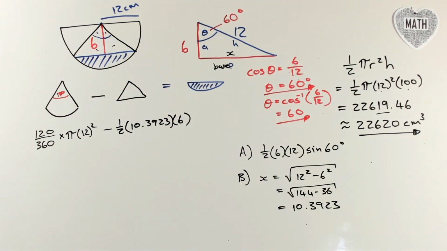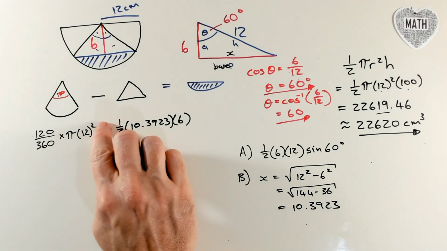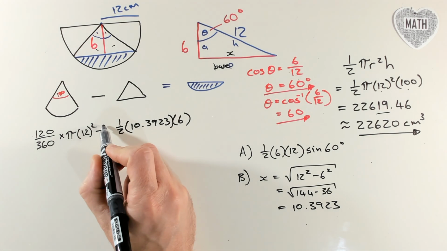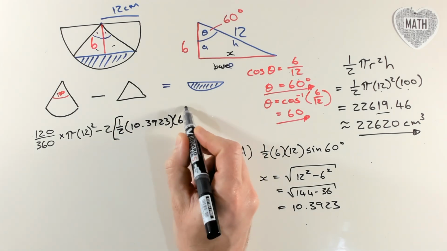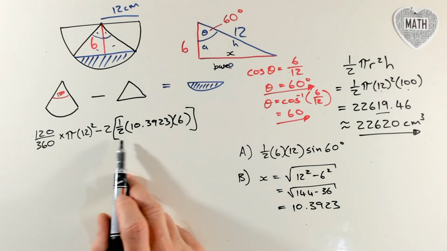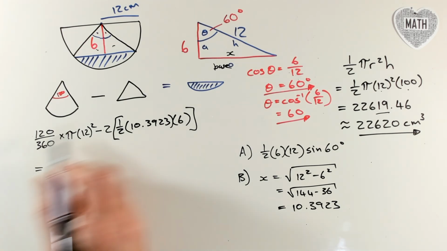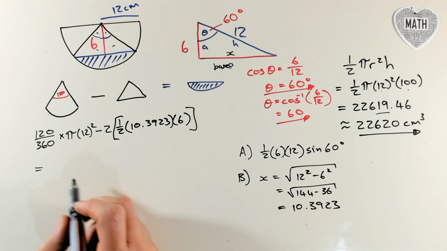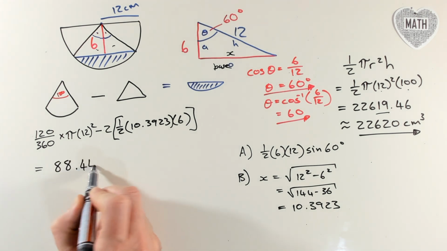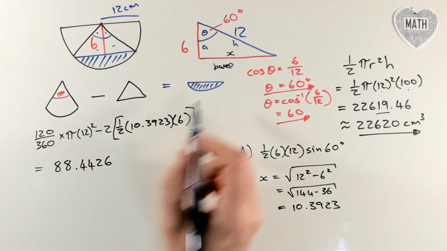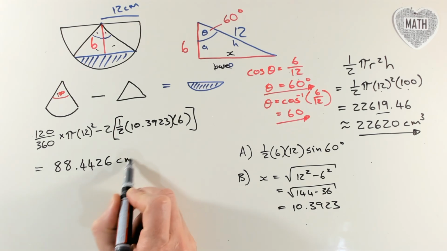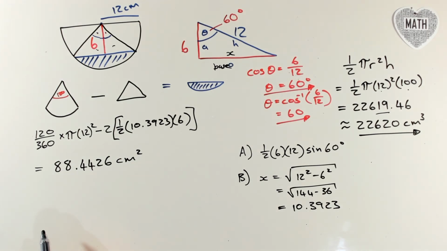So I'll actually have to rewrite that a little bit. Just make that a minus, and it's going to be 2 times that whole thing. The 2 and the half kind of cancel each other out anyway. And if you pop all of this in your calculator, you'd get an answer like 88.4426. And then you have the area of that little segment over there. That's going to be in square centimeters.